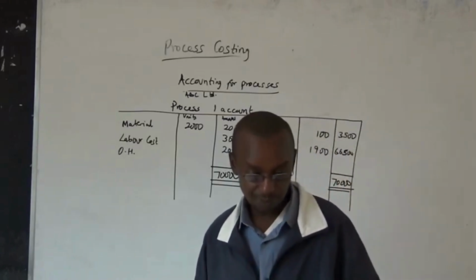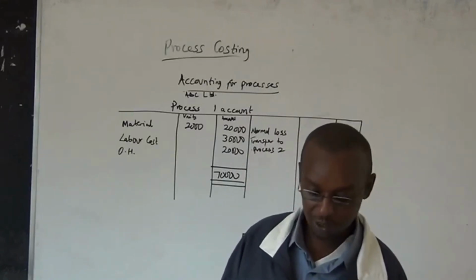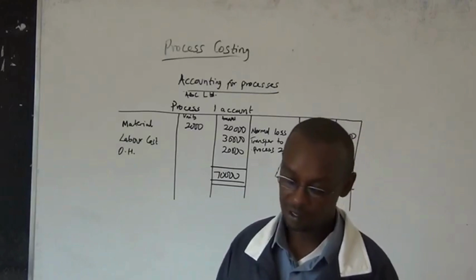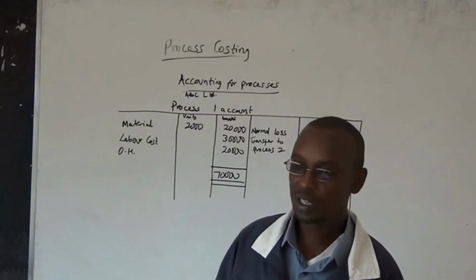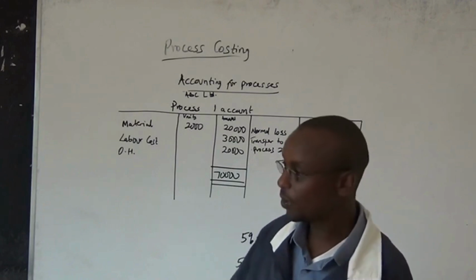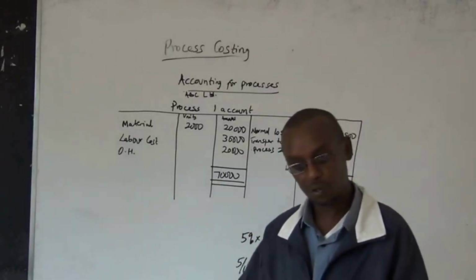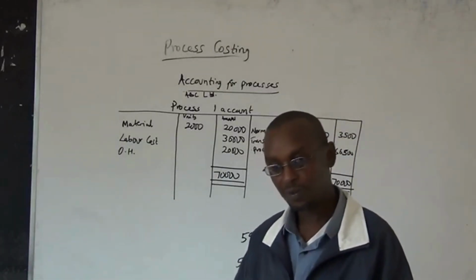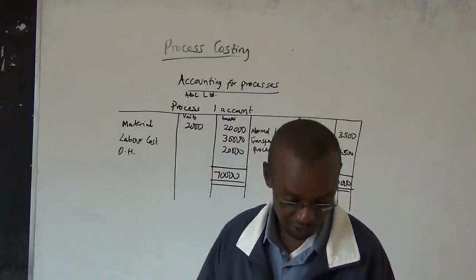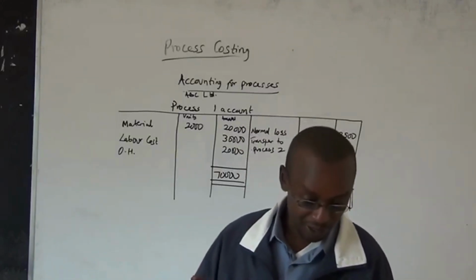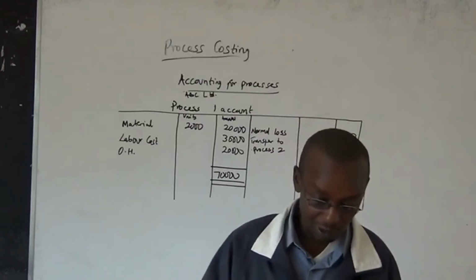So they are controllable losses which are not expected to occur under efficient operation. So these are things that you can control. When we find that you are getting abnormal losses, what do we do? We put controls to ensure you don't get that kind of losses. But when they occur, they will be operating losses.